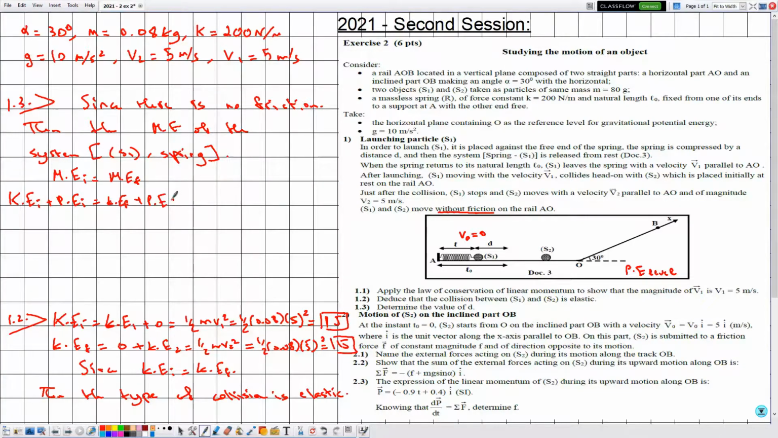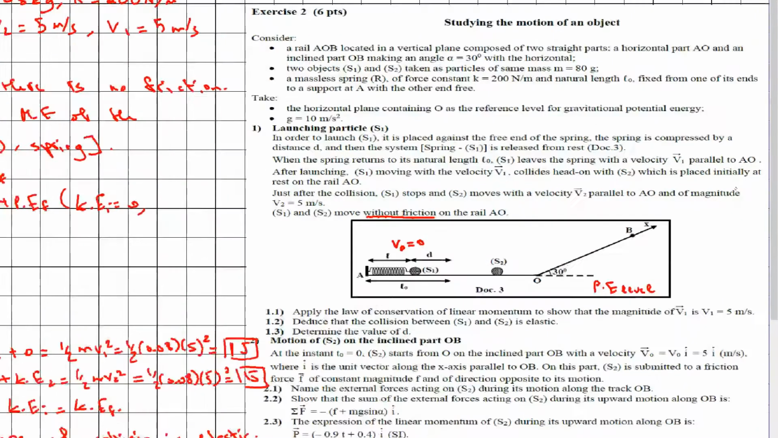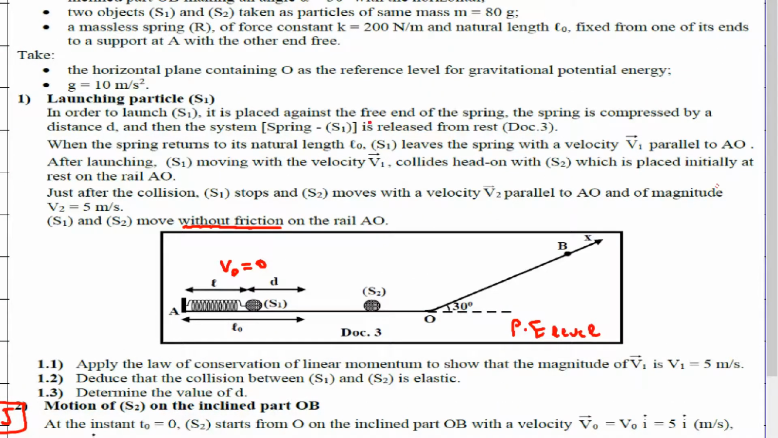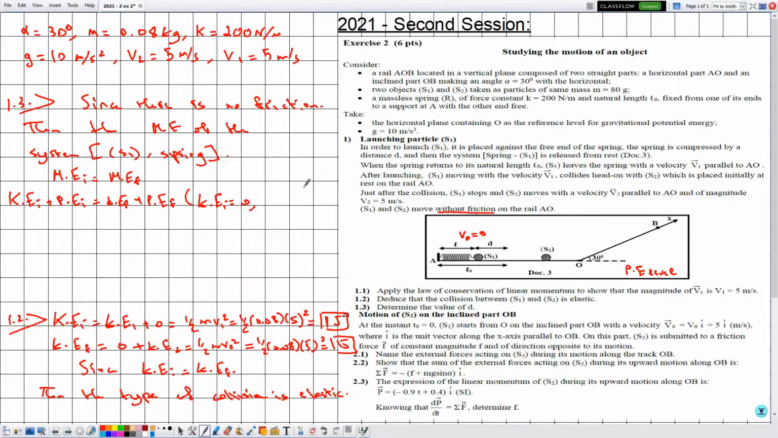And now let's eliminate some of these. Kinetic energy initial is equal to 0. Why? Because there is no initial speed as mentioned here, so it is released from rest. We can say released from rest.